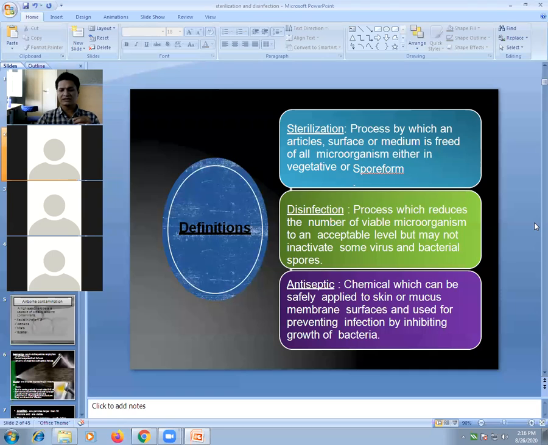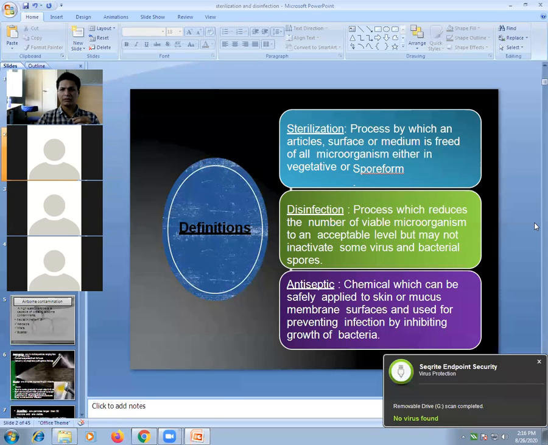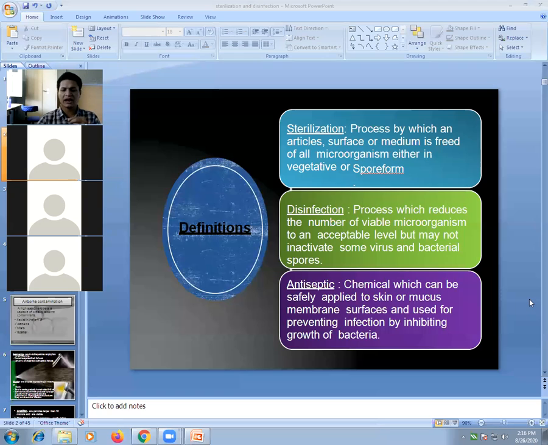What is antisepsis? An antiseptic is a chemical which can be safely applied to skin or mucous membrane surfaces and used for preventing infection by inhibiting growth of bacteria. So this is the difference between sterilization, disinfection, and antisepsis.